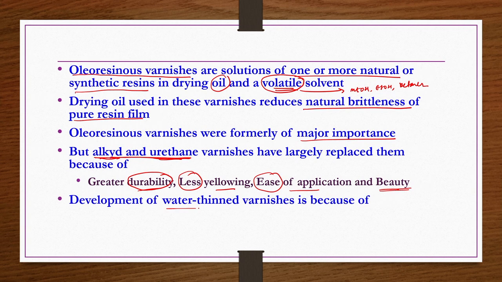Later on, the development of water thin varnishes has also taken place, because as I mentioned, these varnishes are made of natural or synthetic resins in volatile solvents, right? These volatile solvents are usually alcohols, ketones, etc. So while mixing them and preparing these varnishes, a lot of pollution is caused because these solvents are more volatile. And also, sometimes when you apply any surface coating in industry, there may be a spillover. So you are supposed to clean it as easily as possible and as effectively as possible.